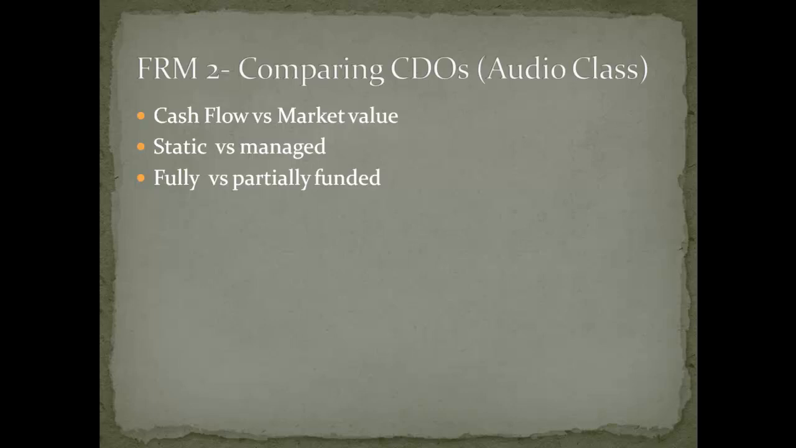Market value CDOs are rapidly disappearing from the segment, and they're not much seen these days. Then we move to static versus managed CDO. Static CDO essentially describes a balance sheet CDO. The collateral assets are purchased, placed in the collateral and distributed based on the cash flow of the underlying asset. No active management is needed in the static CDO, as the name suggests.